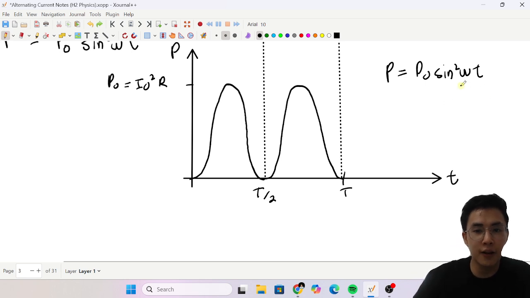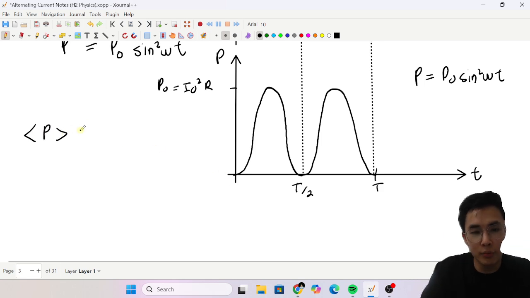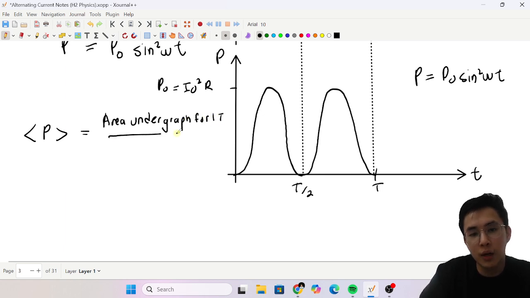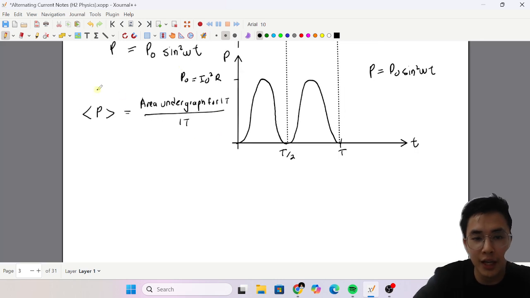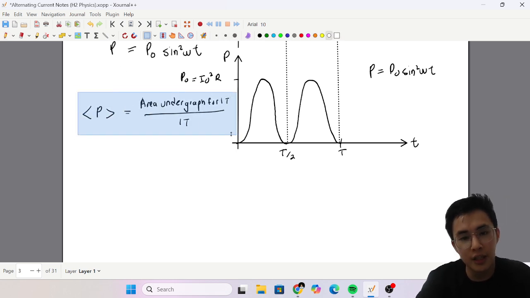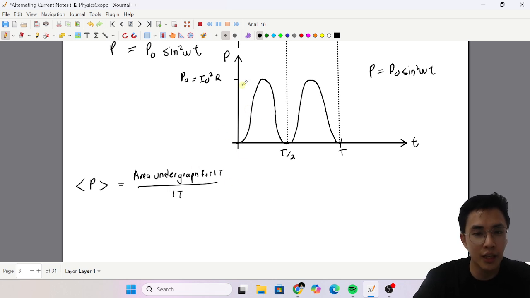An important thing to take note of is, once again, this is a sine squared graph. If it's a sine squared graph, how do we find the mean power? Let's try to find the mean power, P. I hope you agree, it's just going to be the area under the graph for 1 period, over 1 period. That is how you can get the mean of anything. The mean of any value, you just find the area under the graph for 1 period, divided by 1 period. So here, I just go and find the area under the graph, like that. Then I divide by 1 period.